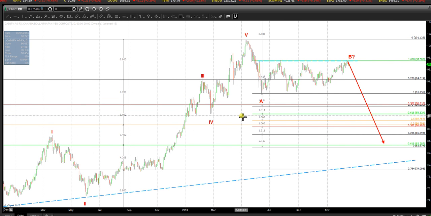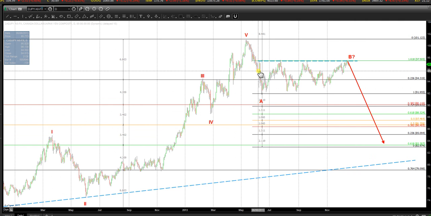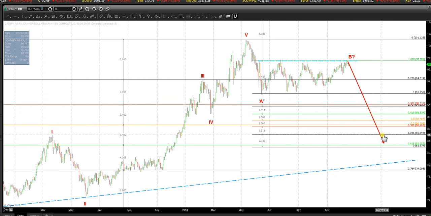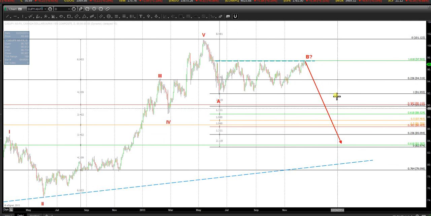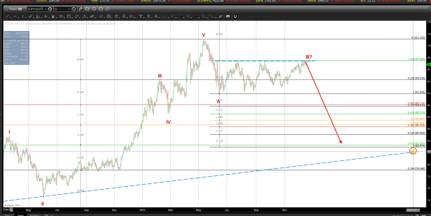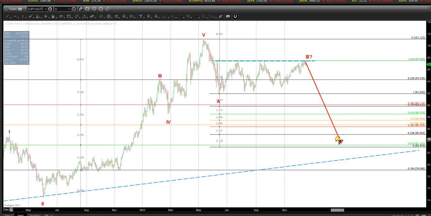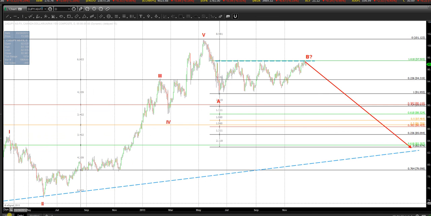Now 83 lines up with that 61.8% fib of this entire move upwards, and that would also correlate with a bounce off this ascending trend line, as it would be stretched out a bit, so we could see a bounce off that ascending trend line. So we could see prices ending somewhere around here. So definitely looking for the CAD yen to push significantly lower.